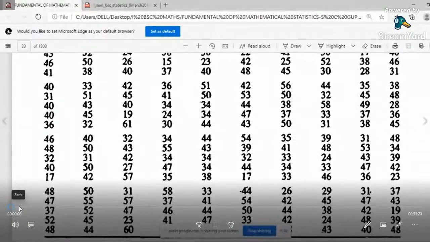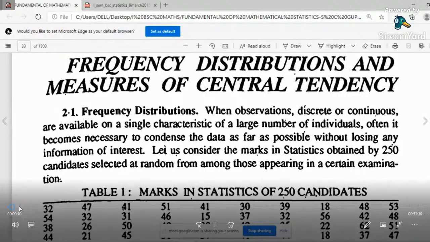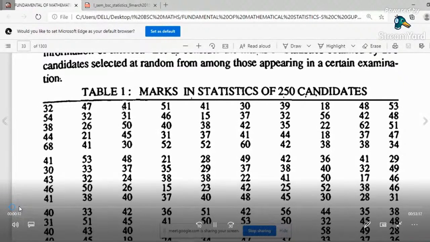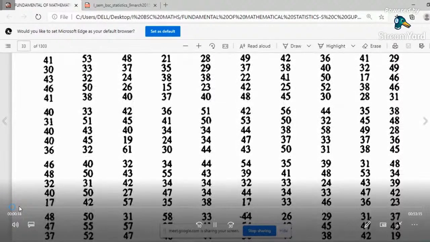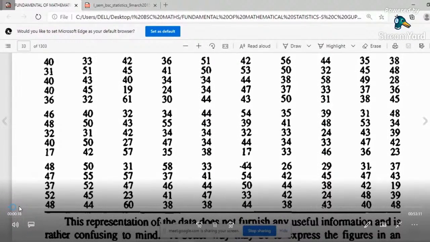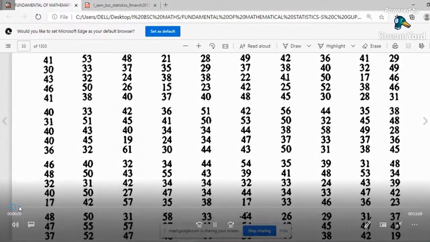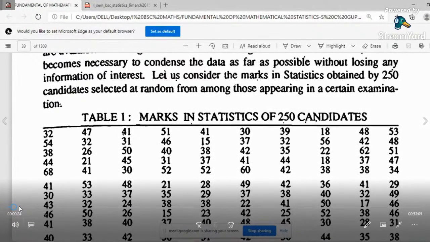So this is a typical example of data. This is nothing but the marks statistics of 250 students. There are some numbers which are repeated again and again. Representing the data like this is not helpful. We cannot draw any information from this data.